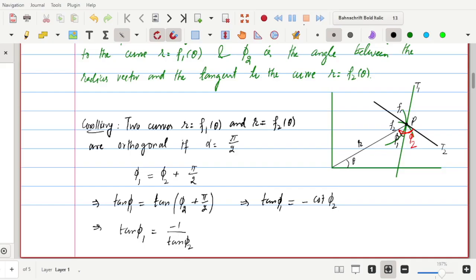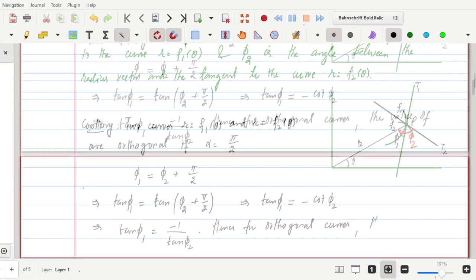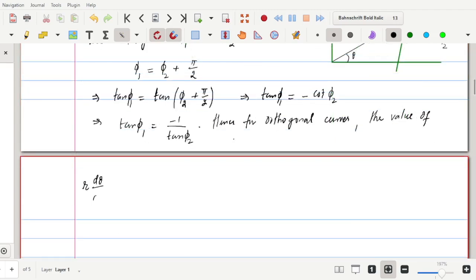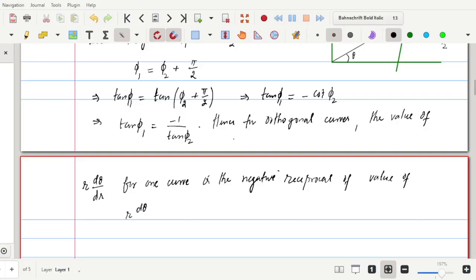So now whatever phi 1 and phi 2 are, we can clearly understand that the value of r d theta by dr for one curve will be the negative reciprocal of the value of r d theta by dr for the second curve. Hence, for orthogonal curves, the value of r d theta by dr for one curve is the negative reciprocal of the value of r d theta by dr for the second curve.